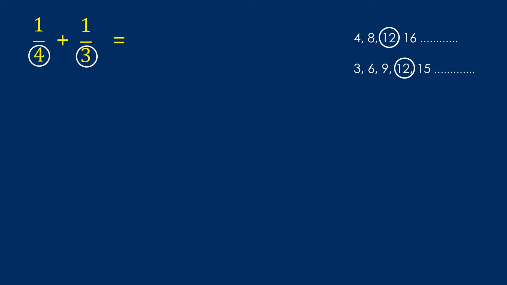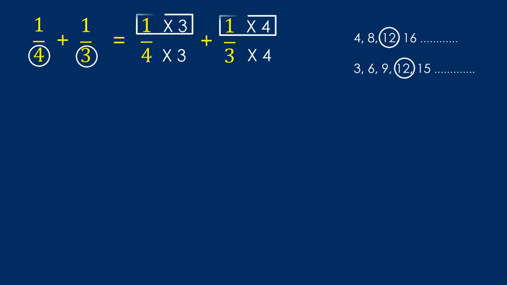To make the denominator 12 for 1/4, you have to multiply the numerator and the denominator by 3. Next, to make the denominator 12 for 1/3, you have to multiply the numerator and the denominator by 4. When you multiply the denominator of a fraction by a particular number, you have to multiply the numerator also by the same number. Otherwise the value of the fraction will change.